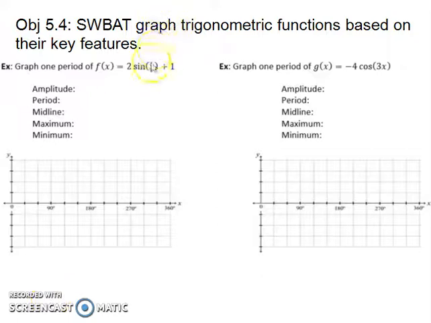Our objective today is that you are going to graph trig functions based on their key features. The last video showed you how to find those key features, so I'm going to go through that kind of fast in these problems. Go back and watch that last video if you need to.